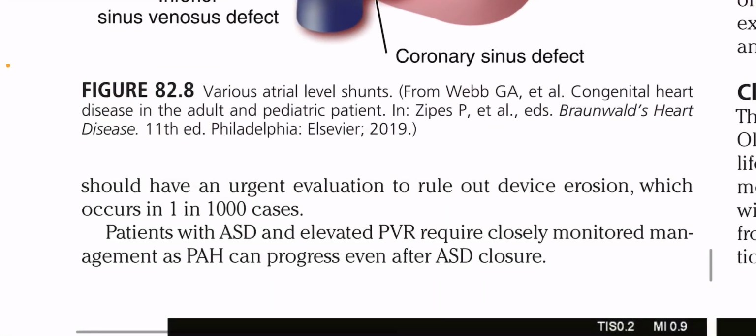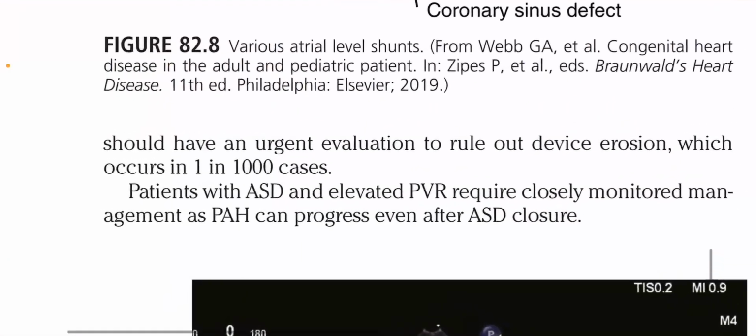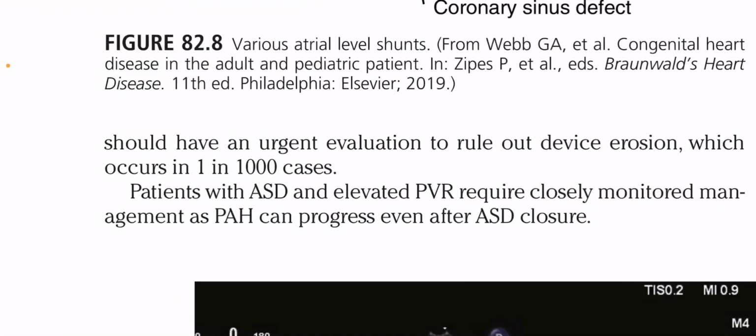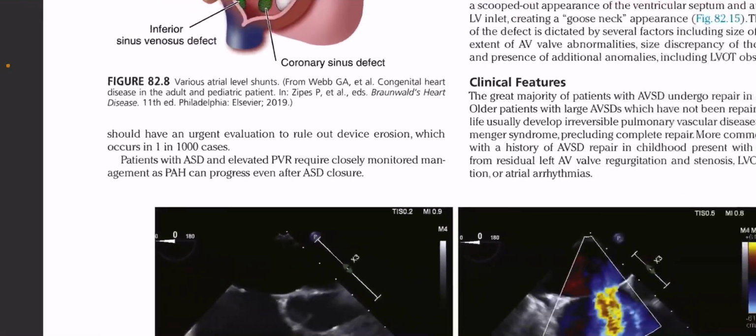should have an urgent evaluation to rule out device erosion, which occurs in 1 in 1000 cases. Patients with ASD and elevated pulmonary vascular resistance require closely monitored management as pulmonary arterial hypertension can progress even after ASD closure.